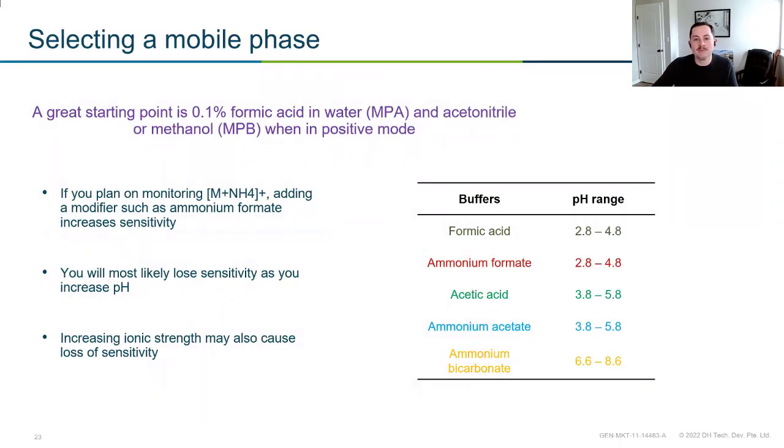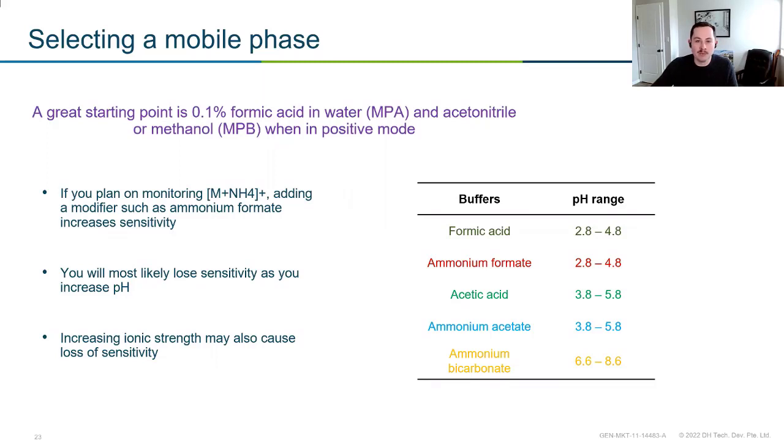So we've chosen a column. Let's say we chose middle of the road. We got a C18, 100 millimeters with a 2.6 micrometer particle size. So just straight middle of the road. The next thing we need to do is choose our mobile phase.